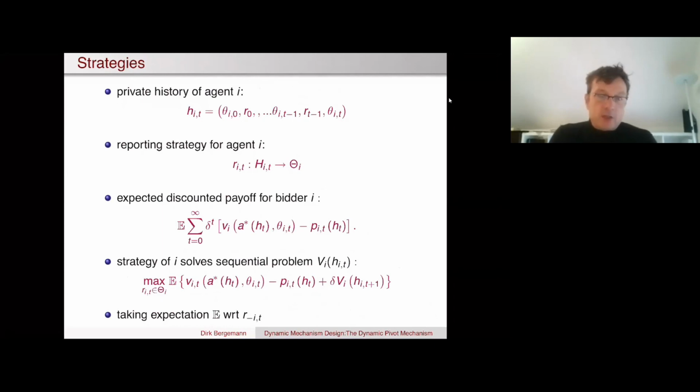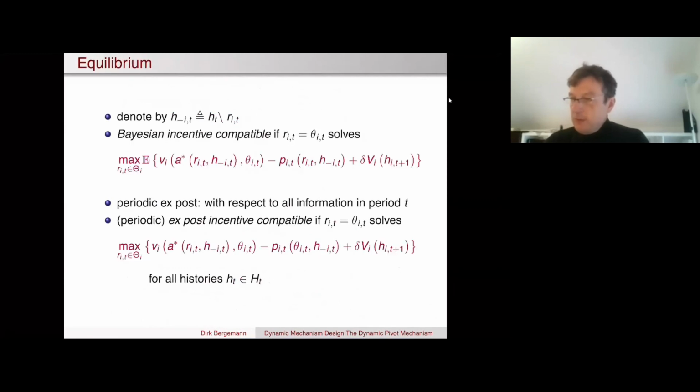When we take expectation, then of course we take expectation with respect to the reports of the others. This is when agent i makes a report today, then he does not yet know what the report of the other agent is. Okay.